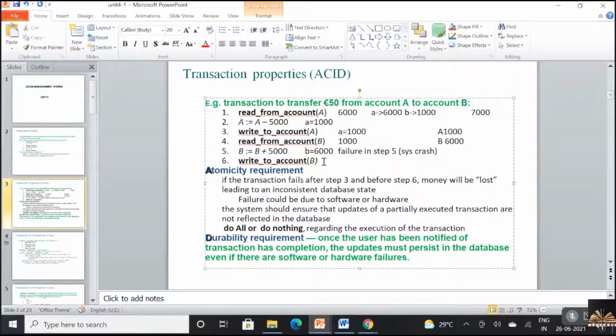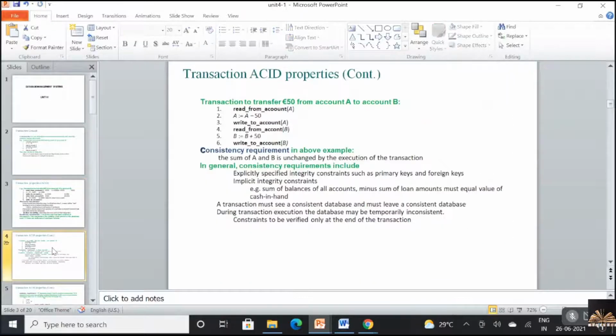And once I execute step 6 and say that the transaction has executed successfully, after this, any number of failures are there, this particular data should be consistent. The database object should be durable. You can modify the changes that were made by the transaction. They should persist. That is the meaning of your durability requirement.